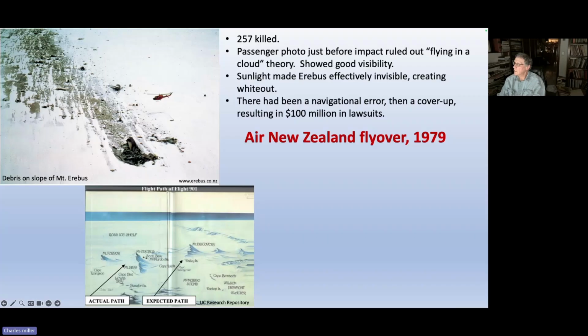So now, in 1979, there was an Air New Zealand flyover that crashed into the slope of Mount Erebus. And this is the debris field, killing 257 people. And so if you go back to the airport, flight controllers changed the parameters, didn't convey that information to the pilots, and you had an expected path and ended up with an actual path when they got here. Because of reflections from the ice and the snow, they couldn't see the mountain and they flew into it, killing, unfortunately, 257 people.